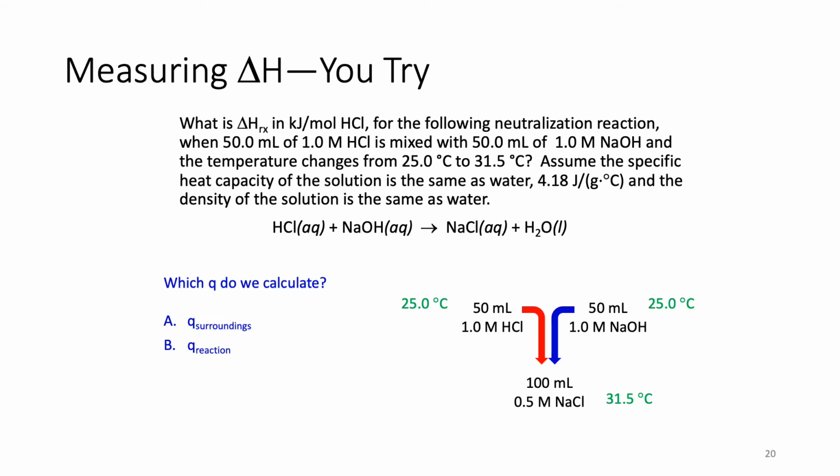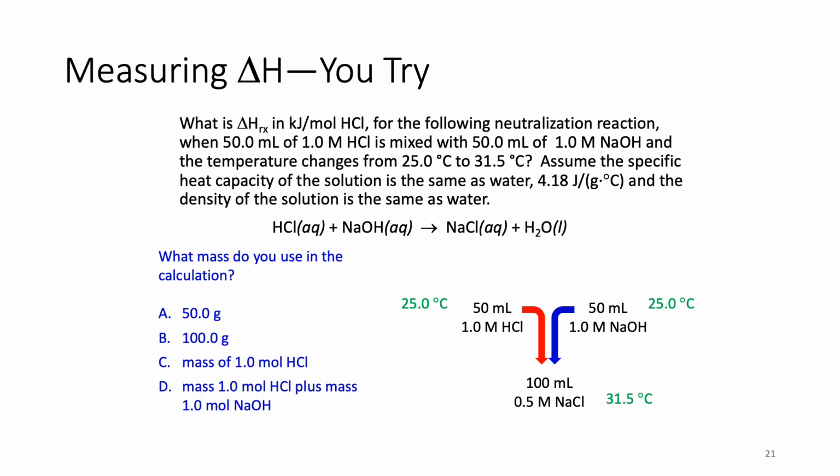After we have our delta T, we have to ask ourselves, what are we actually calculating? Are we calculating the Q of surroundings, or are we calculating the Q of reaction? Technically, we can only calculate the Q of surroundings. That is the one thing we can always calculate. From there, we ask ourselves, which mass do we use in our calculation? 50 grams, 100 grams, the mass of 1 mole of hydrochloric acid, or the mass of 1 mole of hydrochloric acid and 1 mole of sodium hydroxide. What we are actually measuring is solution, correct? The solution is my surroundings. So the mass of my solution, my 50 milliliters of acid plus my 50 milliliters of base, is the mass I need to use.